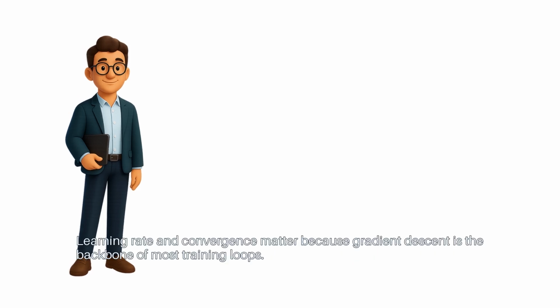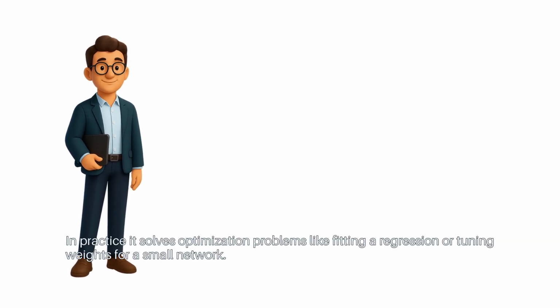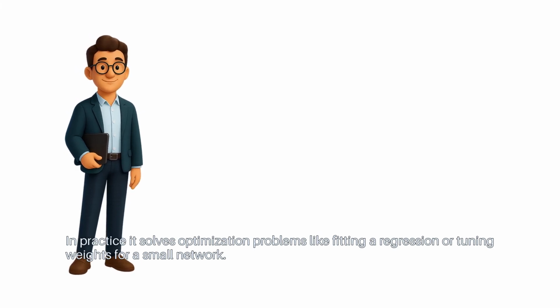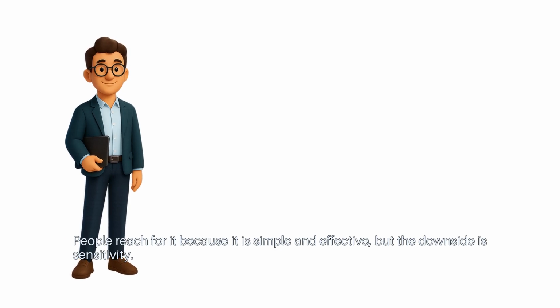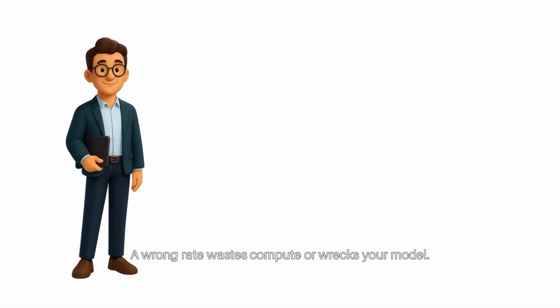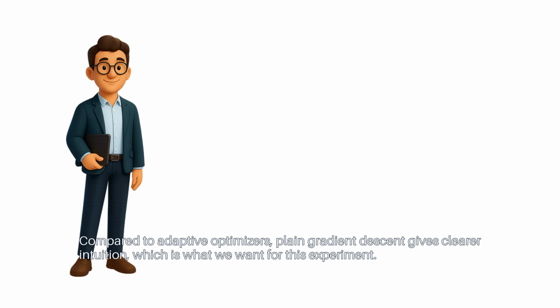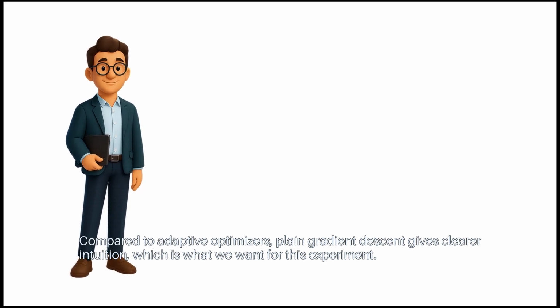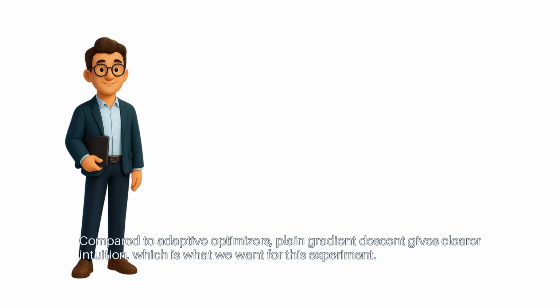Learning rate and convergence matter because gradient descent is the backbone of most training loops. In practice, it solves optimization problems like fitting a regression or tuning weights for a small network. People reach for it because it is simple and effective. But the downside is sensitivity. A wrong rate wastes compute or wrecks your model. Compared to adaptive optimizers, plain gradient descent gives clearer intuition, which is what we want for this experiment.